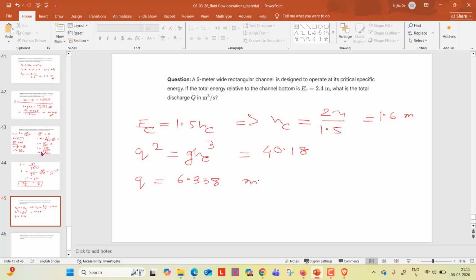Now we know q equals capital Q by B, right? q is known, so capital Q will be q into B. So it is 31.7, that means almost 7 meter cube per second. This is the answer. Last question for today's session.